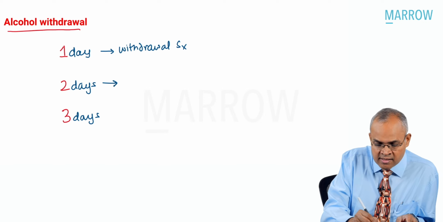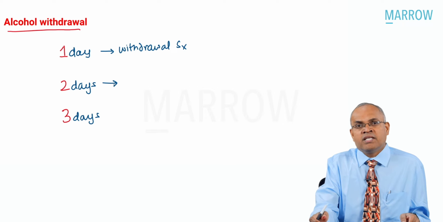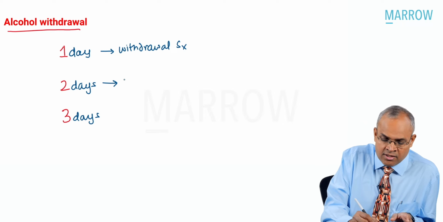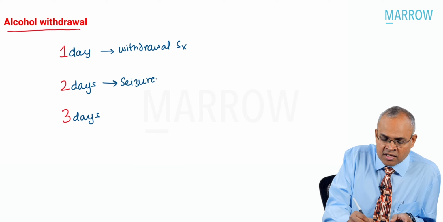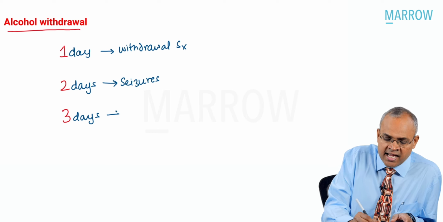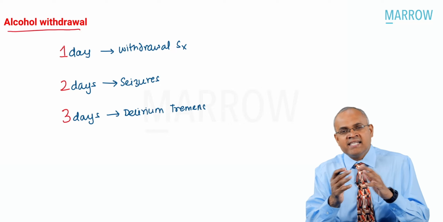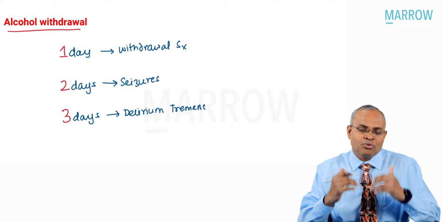Within 2 days, what do you see? Within 1 day, you see withdrawal symptoms. Within 2 days, you see withdrawal related seizures. Within 3 days, you generally see delirium tremens. Within 3 to 5 days, they say, but easy to remember 1, 2, 3.